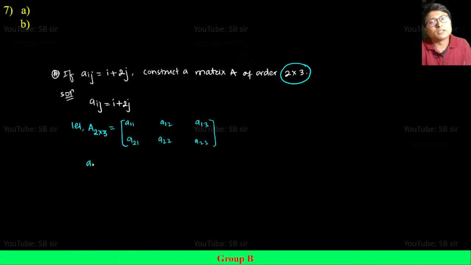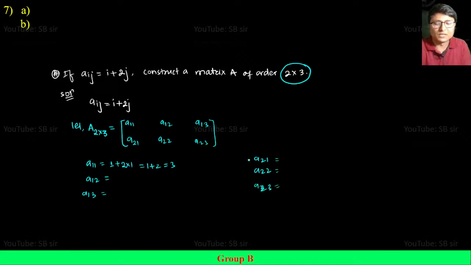So first of all, find A11. A11 equals, put the values of i is 1 and j is 1, so 1 plus 2 equals 3. Similarly, find all the elements like A12, A13, A21, A22, A23. Just replace the values of i and j in Aij, and you will be finding the different values there. A12 will be 1 plus 2 times 2, which is 1 plus 4, which is 5. A13 is 1 plus 2 times 3, which is 1 plus 6, which is 7.